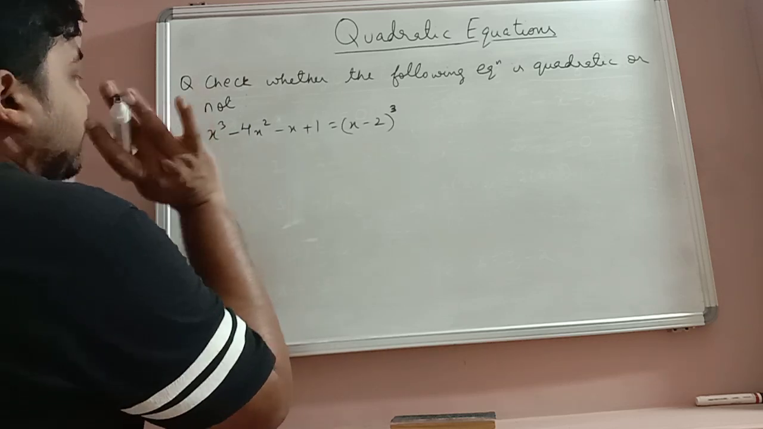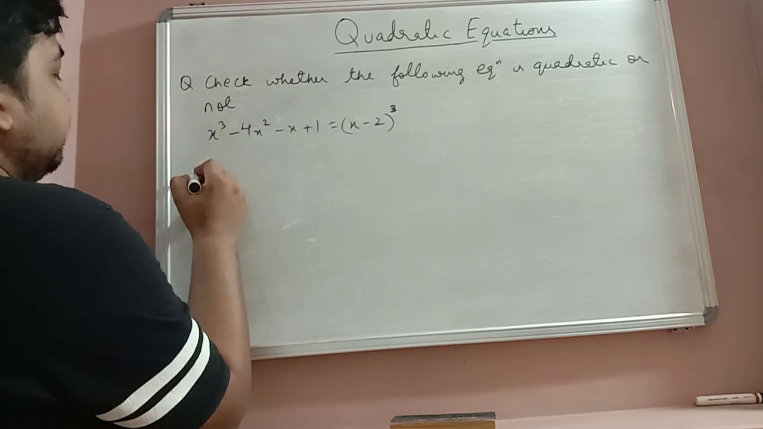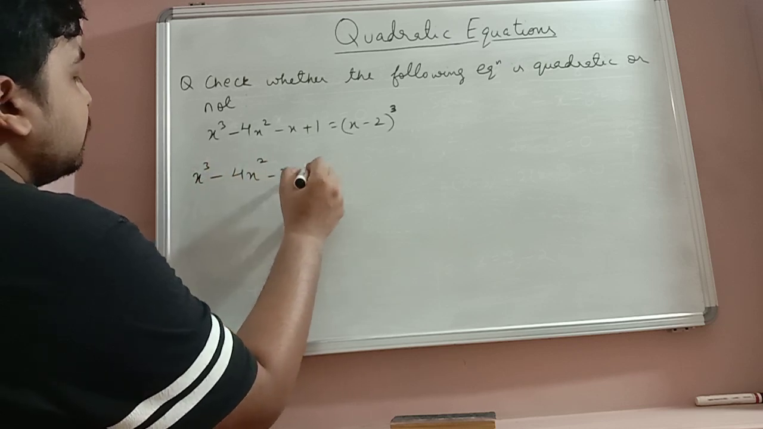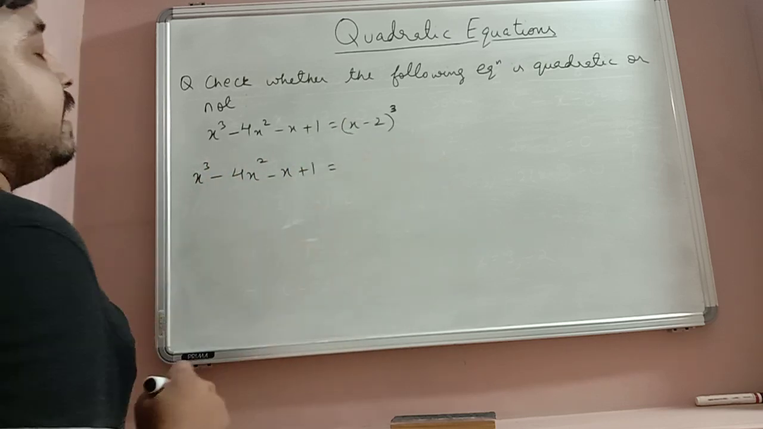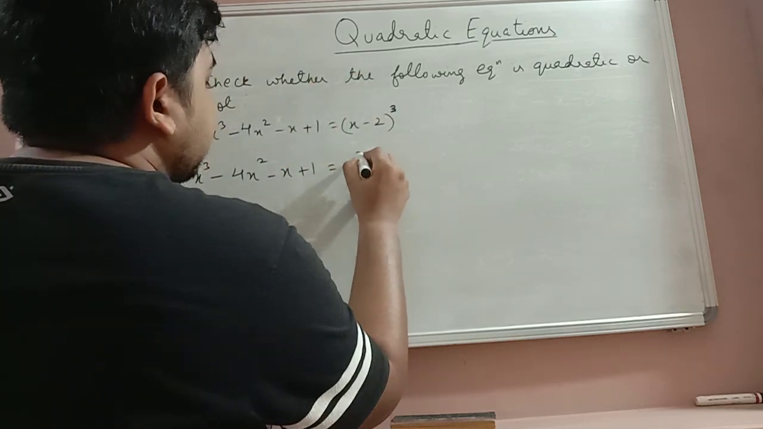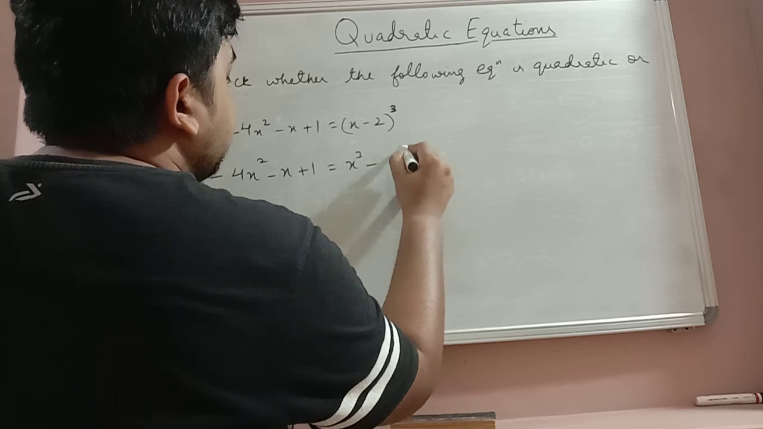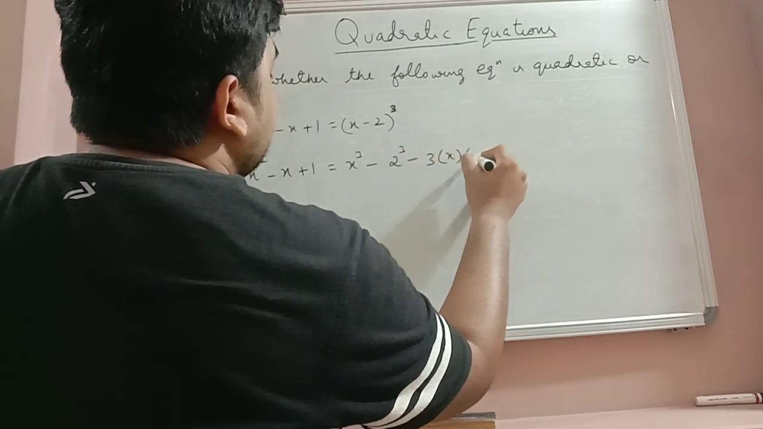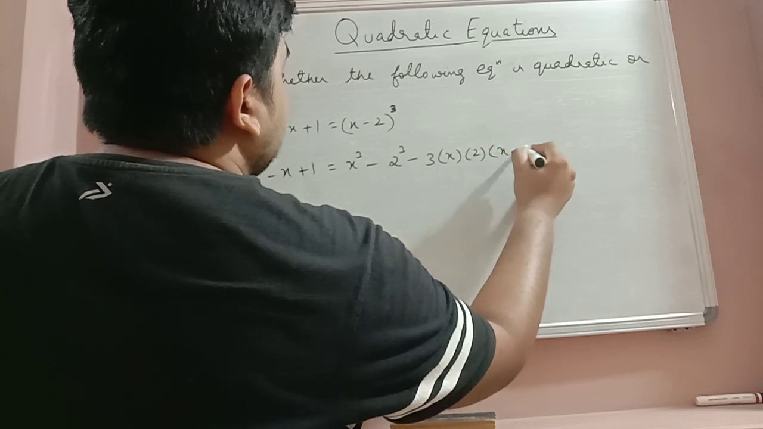The left hand side cannot be simplified further, right hand side can be. So I'll note down the left hand side as it is. And in the right hand side I will apply a minus b whole cube. So this will become a cube, that is x cube, minus b cube, that is 2 cube, minus 3 times ab, 3 into x into 2 whole into x minus 2.